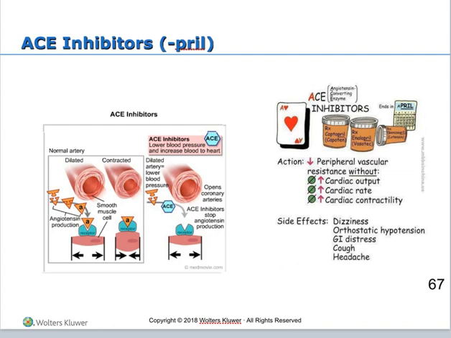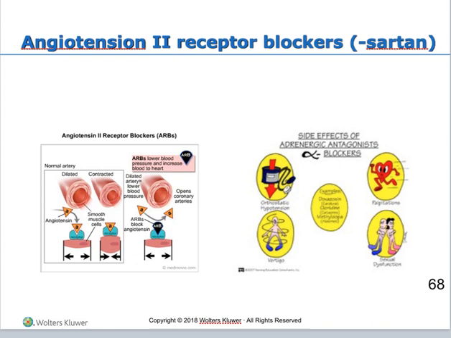And to contrast that, let me just talk about angiotensin 2 receptor blockers. They affect the renin-angiotensin-aldosterone system too, but they affect a different step in the process. They block the binding of angiotensin 2 to receptor sites, and then that stops the aldosterone phase.